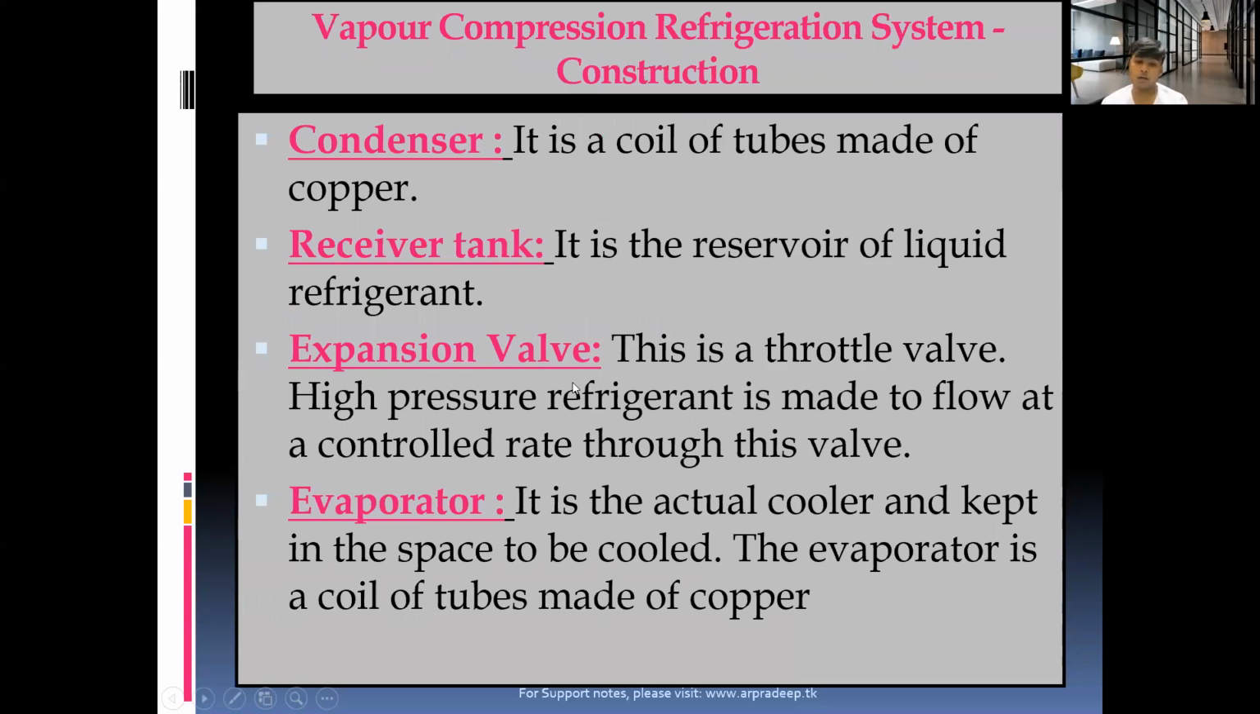Then what are the major construction parts involved here? We have the expansion valve. The expansion valve is here so that the high pressure refrigerant is made to flow through it, so that you can decrease the pressure. The other major part used here is the evaporator.